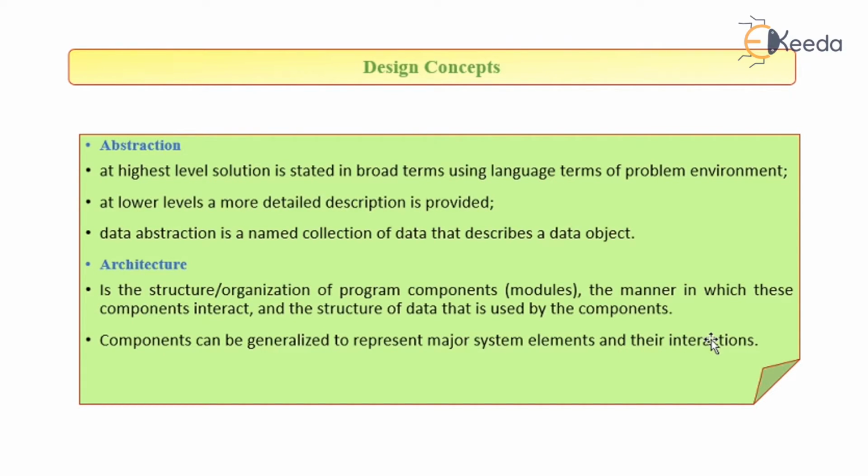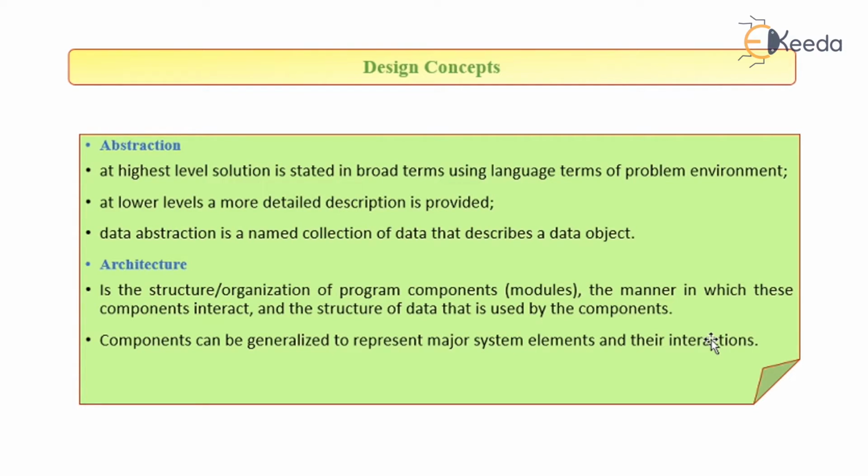Abstraction. At the highest level, the solution is stated in broader terms using the language of the problem statement. That means at a higher level, we don't go into much detail, but we just decide what modules have to be built. At the lower level, a detailed description is provided. A data abstraction is a named collection of data that describes an object. That means at broader terms, fewer details about the data object are given. At lower levels, the description is in more detail.